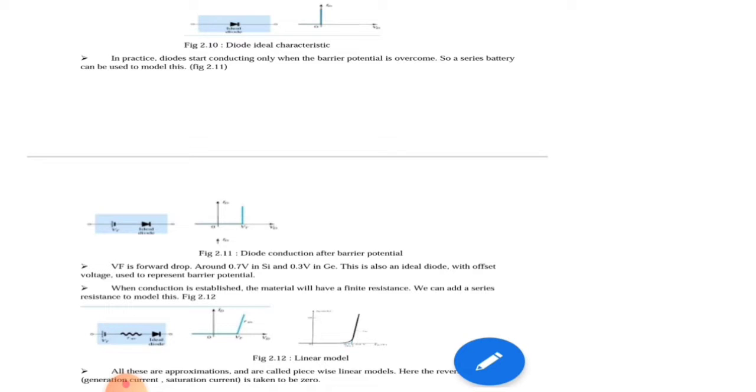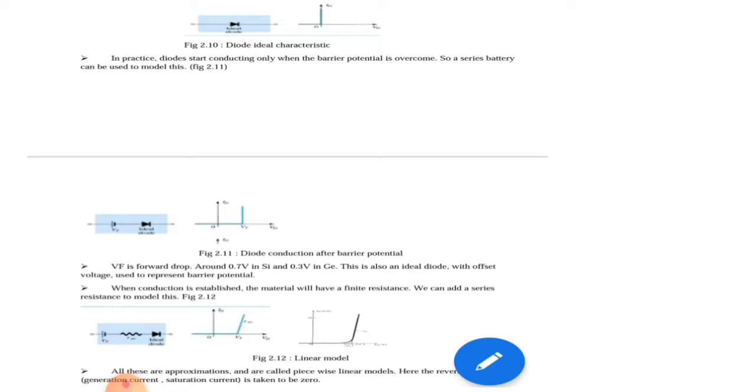Next we will be speaking about the characteristics of a diode. The PN junction is unilateral in behavior, so it conducts current only in one direction. For the ideal diode characteristics, we can model it as a switch. What do you mean by switch? It will conduct current when it is on and it will not conduct current when it is off. So the diode is modeled as a switch.